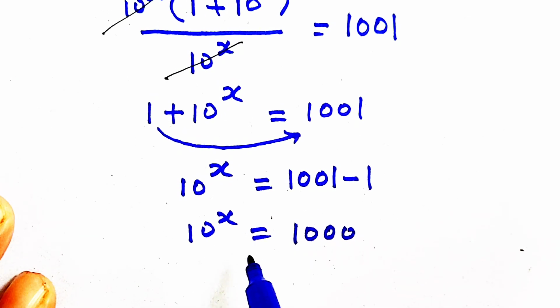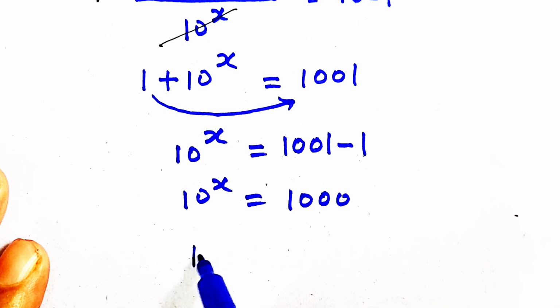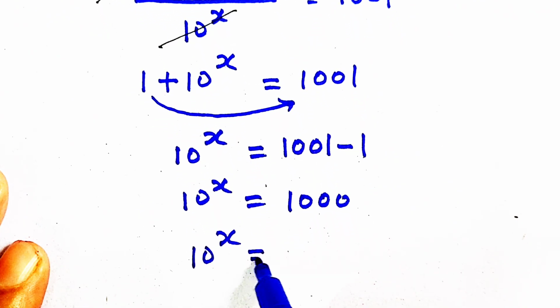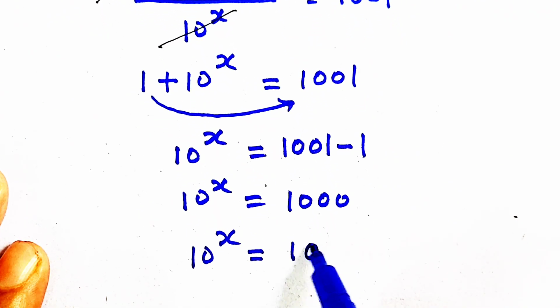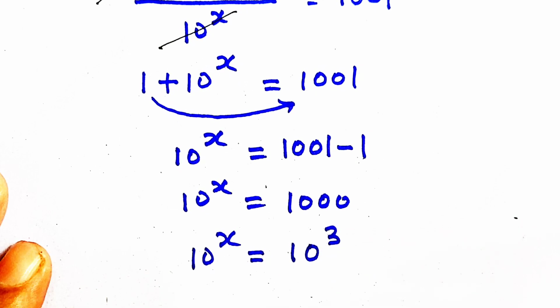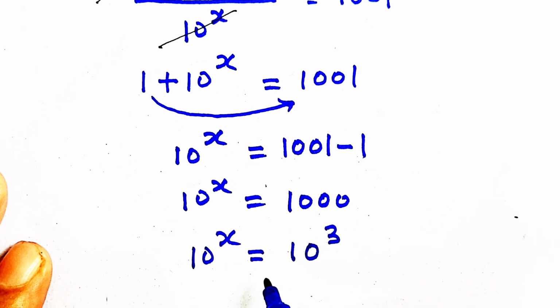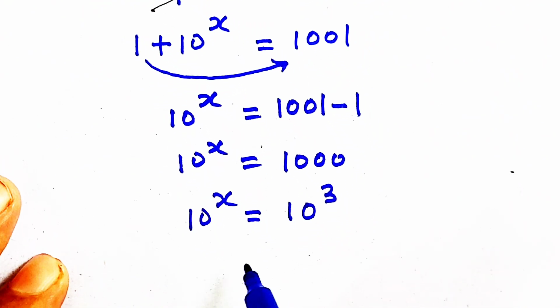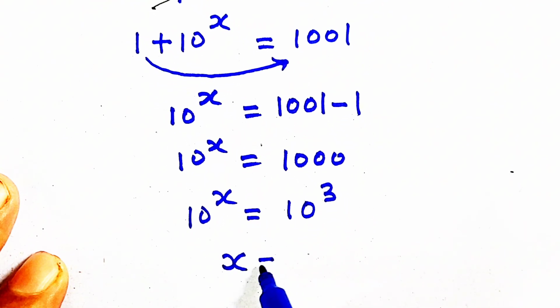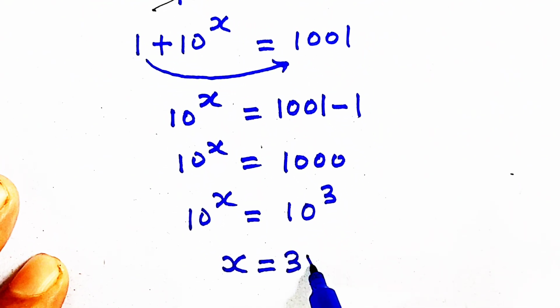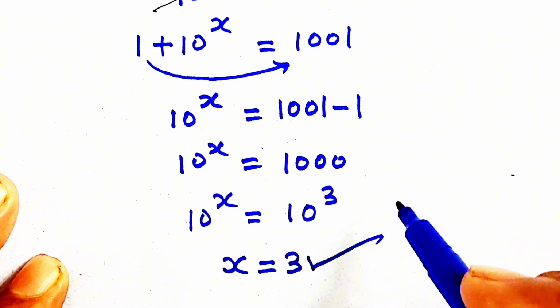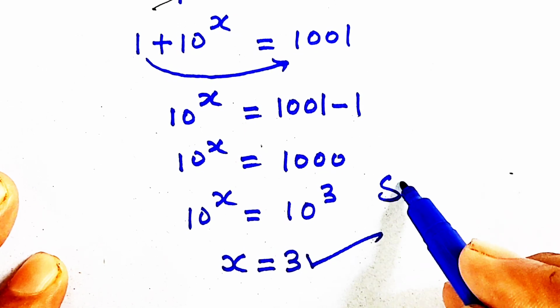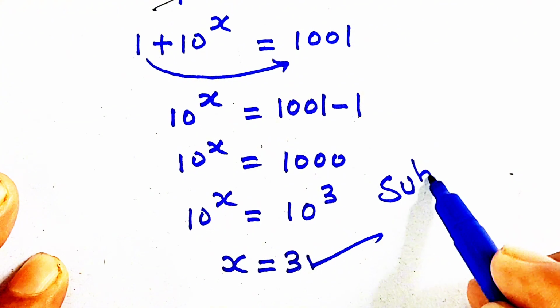Now we have to make bases same, so 10^x will be equal to 10^3. Okay, now as bases are same, so they are being cancelled, so we will get x is equal to 3. That will be our required value of x.